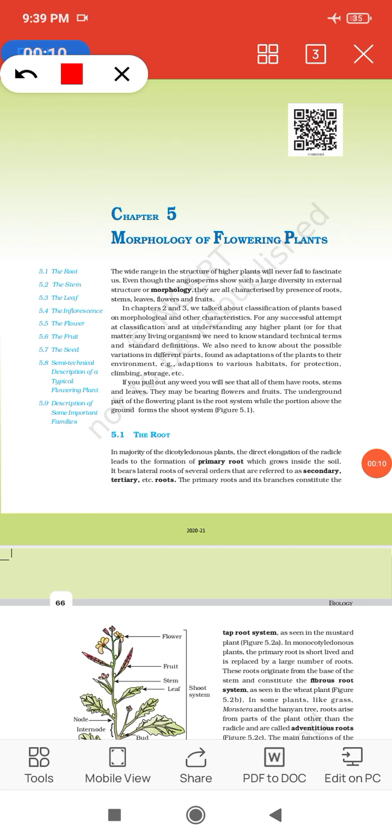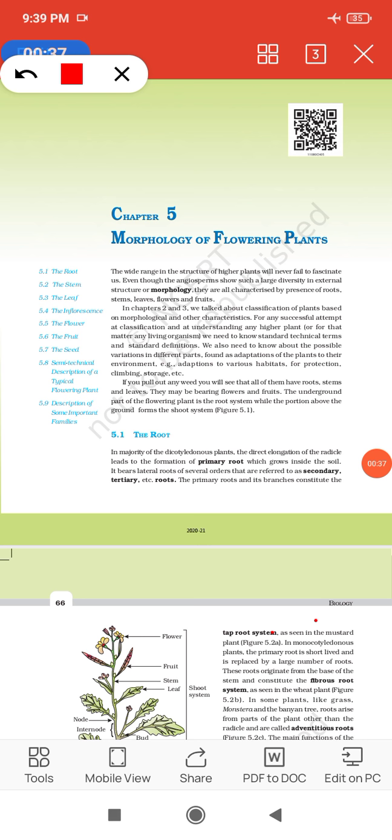So in the morphology of flowering plants, what does it deal with? When we say morphology, it deals with how it looks. So how it looks, that is the morphology of the flowering plant. In this case, we are going to study the characteristics of the plant, its functions, and definitions and all those things.